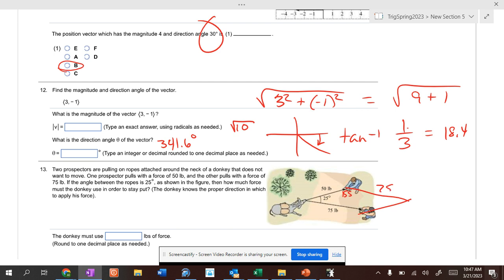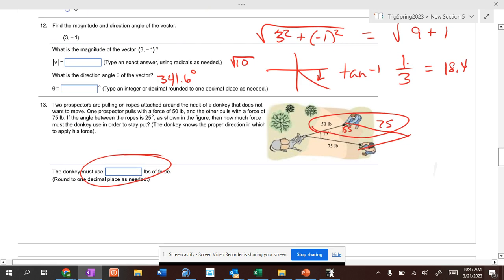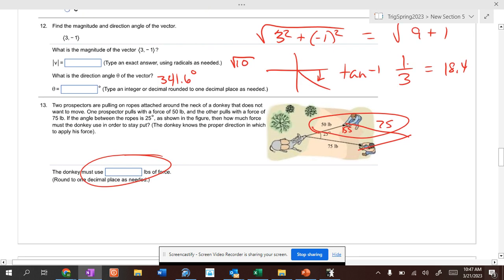Okay? And the last one, if this is 25, then this is 155 and 75 there. And just use the law of cosines to figure out the pounds of force, like we did earlier. Okay? So, those are the 13 problems on the test on Thursday. Okay? You'll have the whole period to work on the test. Okay? So, if you have questions coming in, you can ask your questions coming in.